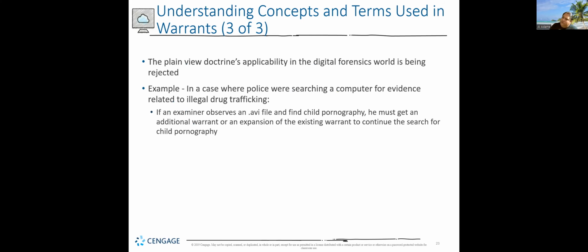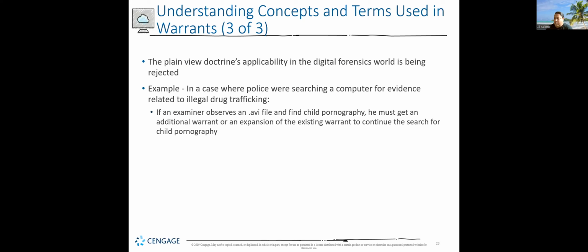The plain view doctrine's applicability in the digital forensics world is being rejected, though. Why? We're about to find out. In a case where police were searching a computer for forensic evidence of illegal drug trafficking, if an examiner observes an AVI file and finds child pornography, he must get an additional warrant or an expansion of the existing warrant to continue searching for child pornography because that's unrelated to the case. That's why they're ditching it, and why they would need an additional warrant.